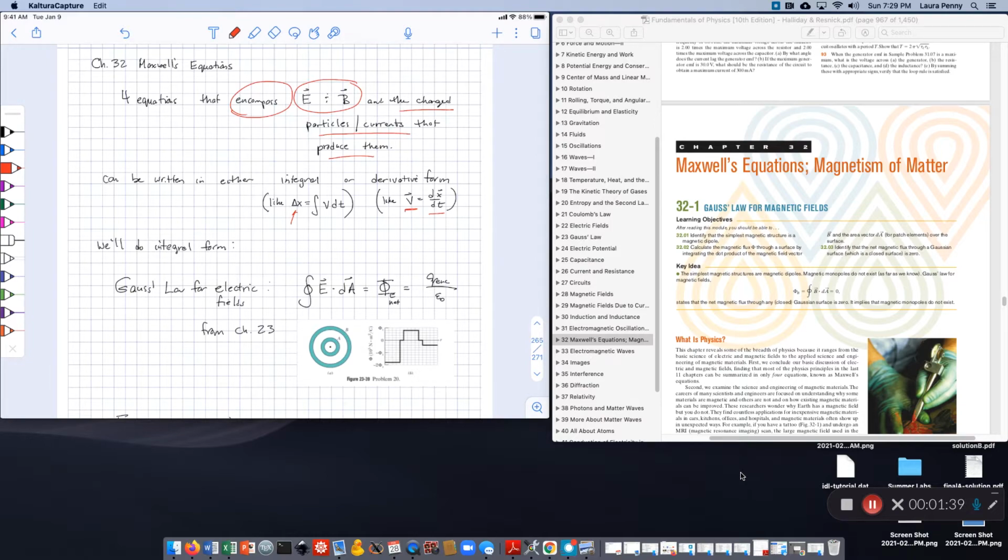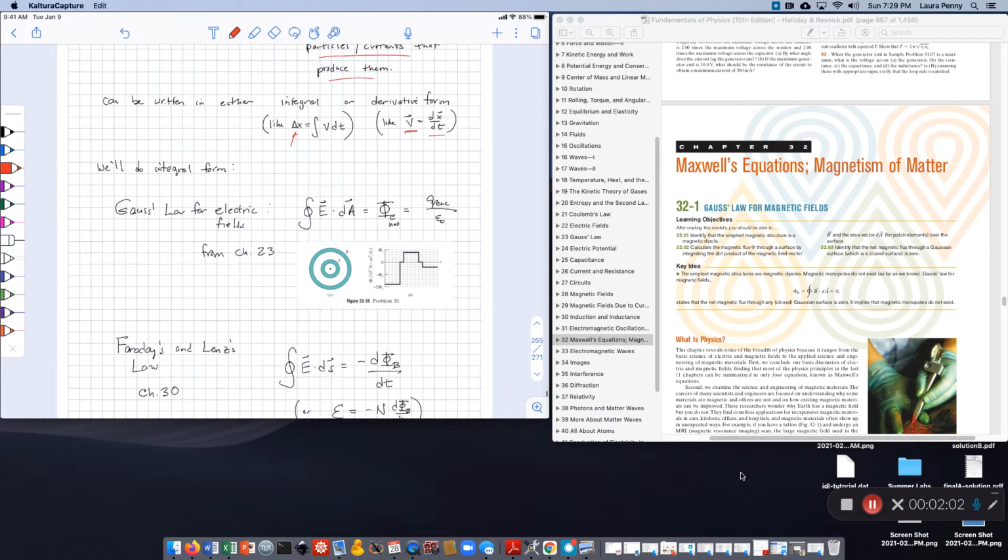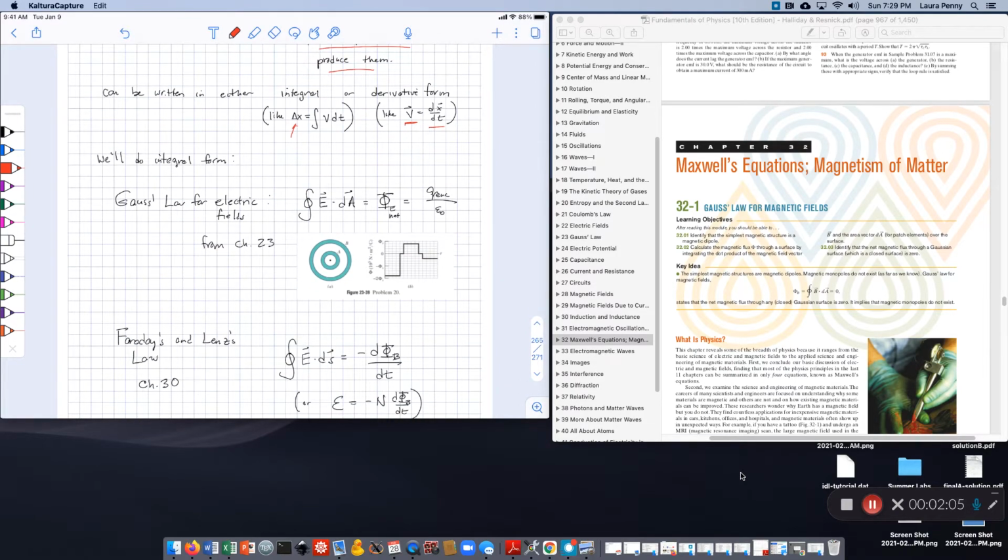Although we think of integration as being a little more complicated than derivatives in physics 111 and 112, when you have three-dimensional derivatives and things like that, Maxwell's equations actually look better and are more easily understood in the integral form at this level. And that's what we've actually been looking at. We've already done 2 of the 4 equations. So in chapter 23, the first one we came across was Gauss's law for electric fields.